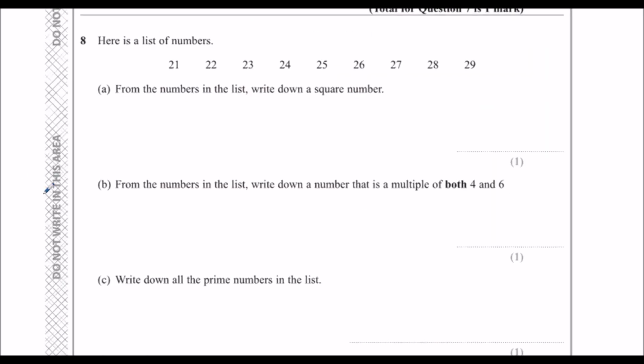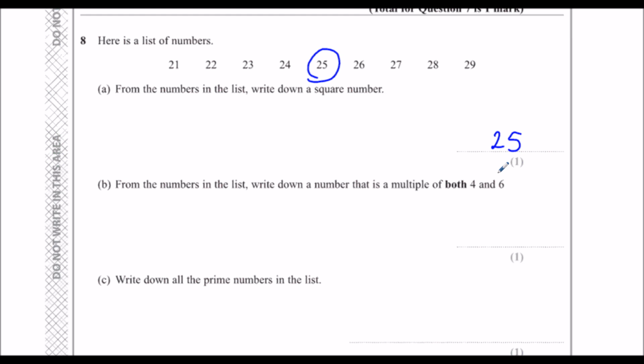Okay, question 8. Here is a list of numbers. From the numbers in the list, write down a square number. So for square numbers, we're looking for 1, 1 times 1 is 1, or 4 because 2 times 2 is 4, or 9 because 3 times 3 is 9, or 16 because 4 times 4 is 16, or 25 because 5 times 5 is 25.